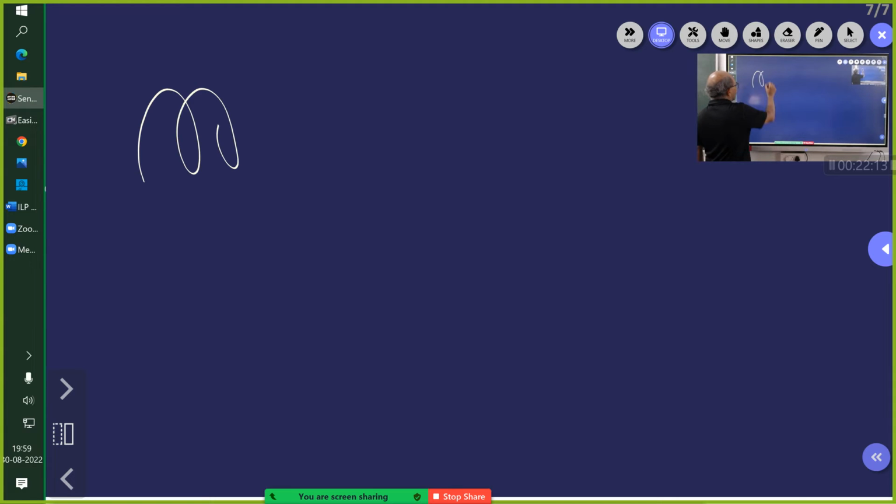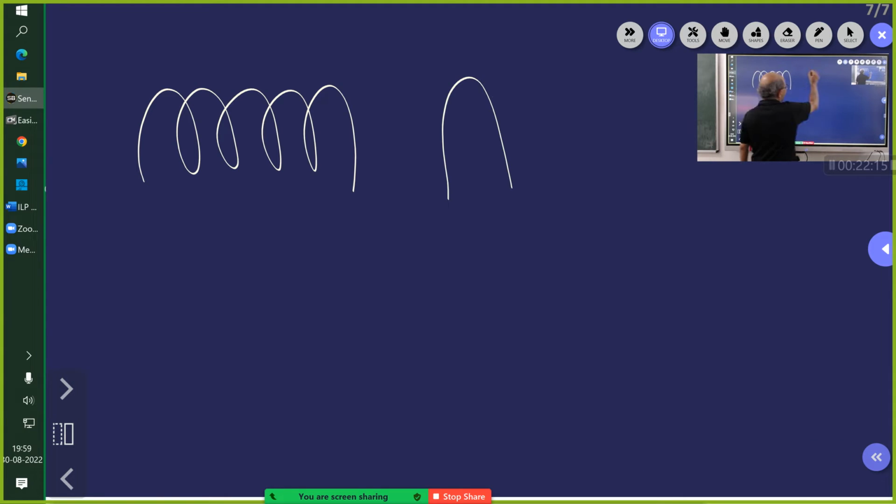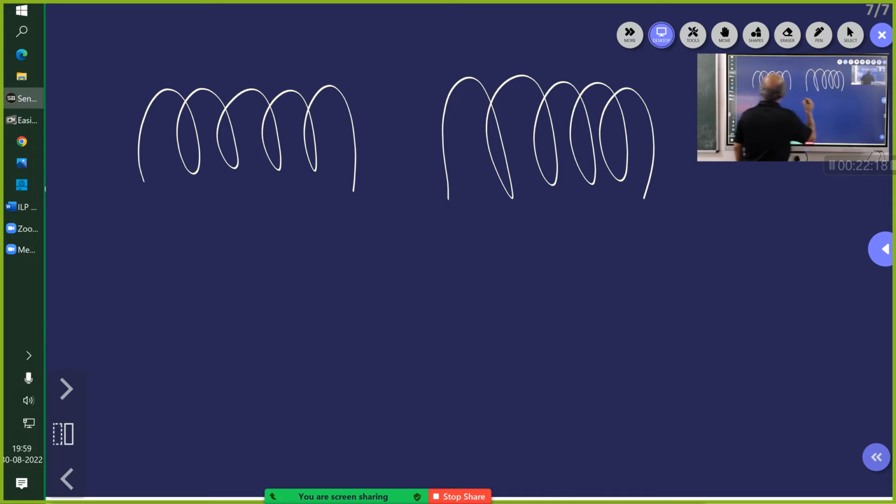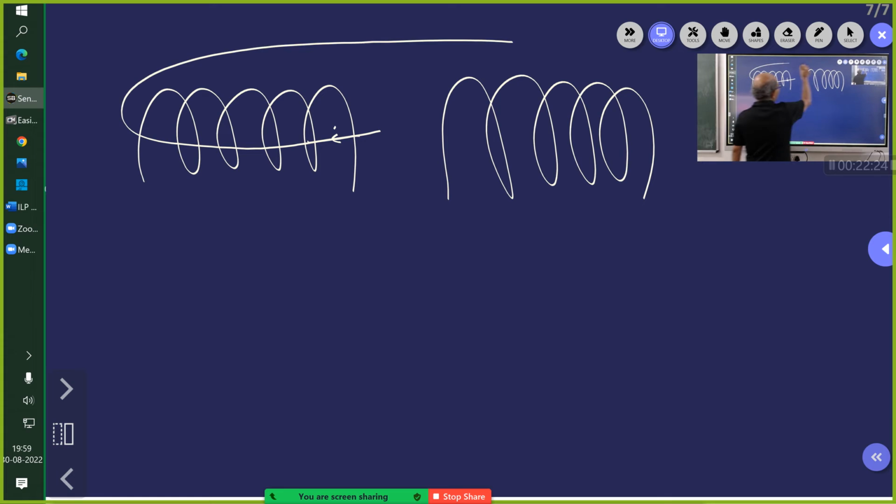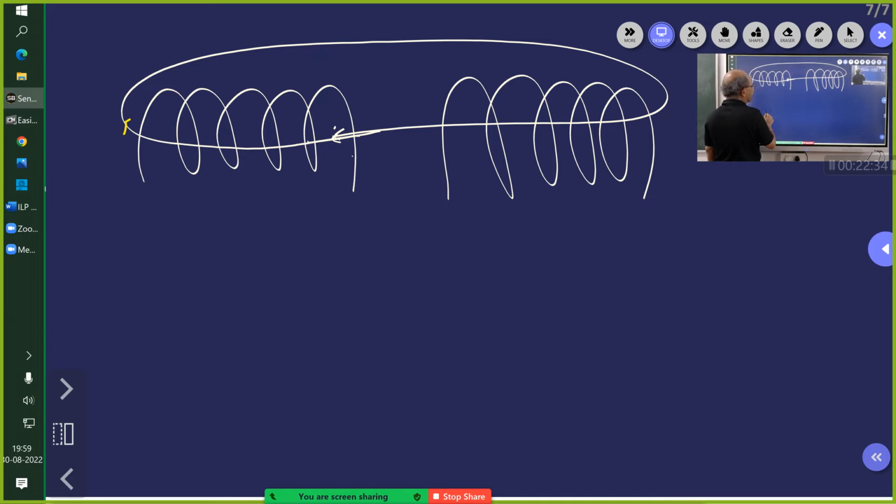So here you have a coil and here you have another coil. I said this becomes a south pole, so the flux is entering here, correct? But it has to go like this and come here. If you look at the other face, the flux will be leaving from that side.